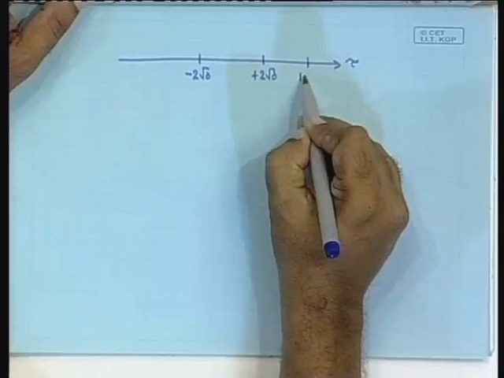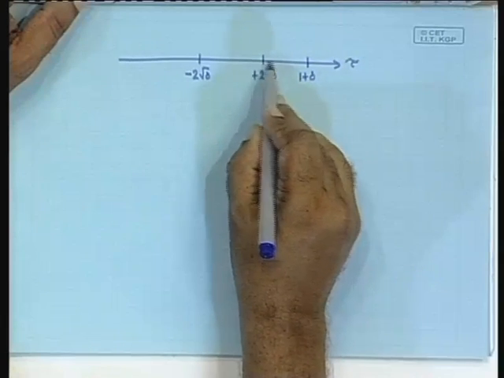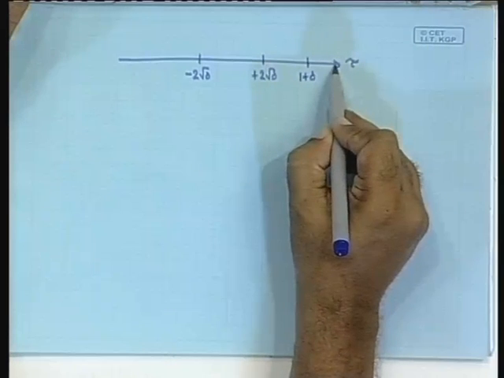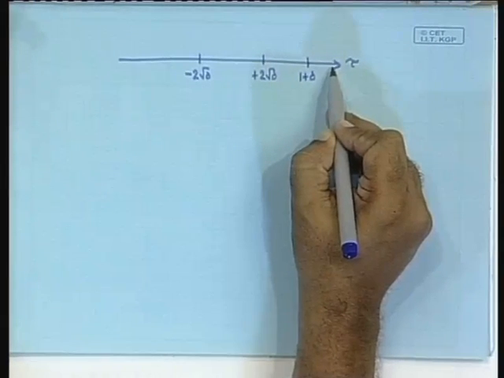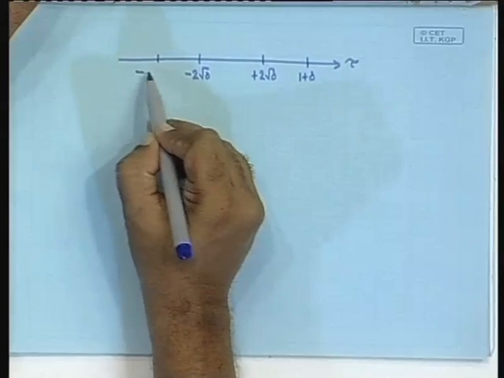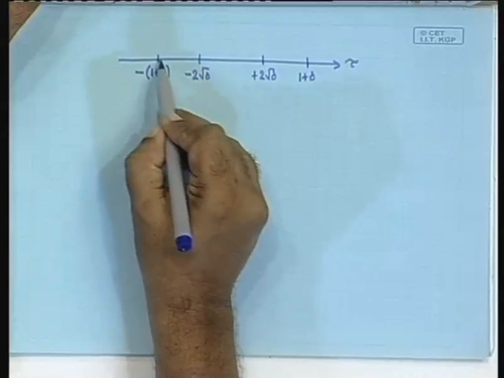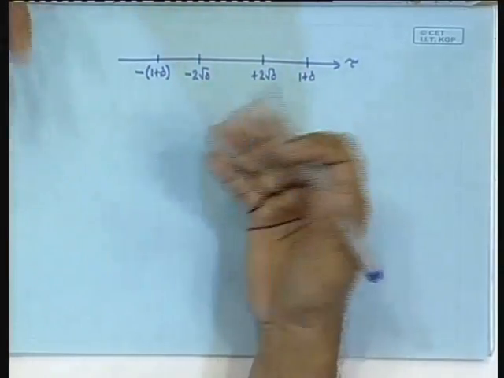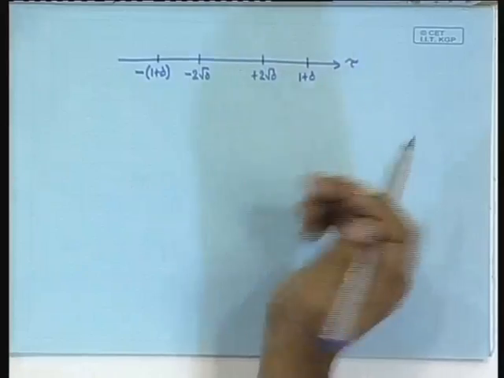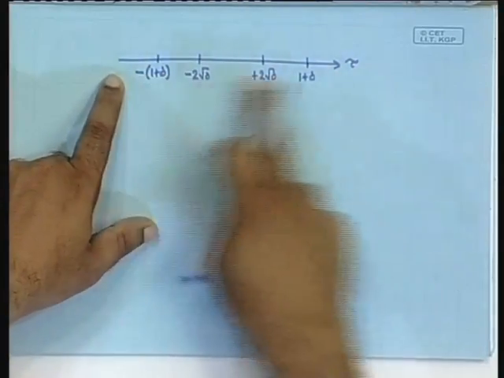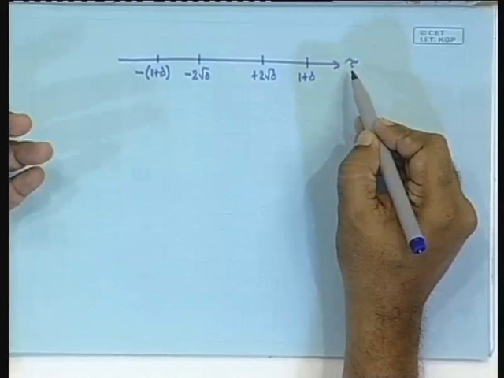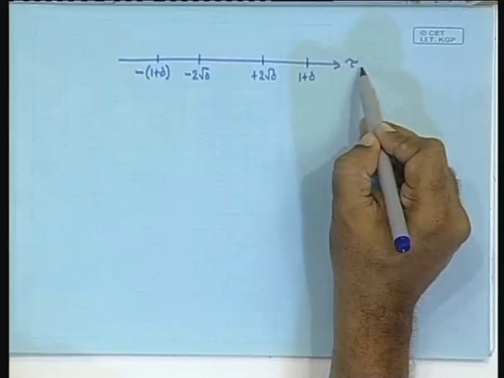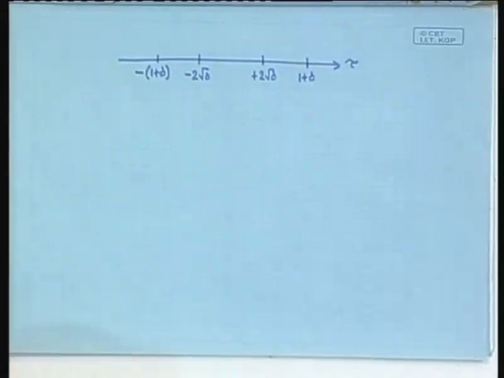If it is between 2 root delta and 1 plus delta, it is a regular attractor. If it is outside that, a regular saddle. Another here is minus 1 plus delta. If it is within these two, it is a flip attractor. Outside this, flip saddle. Right. So, on the real line, I am now able to categorize these fixed points depending on the relationship of the trace with the determinant.